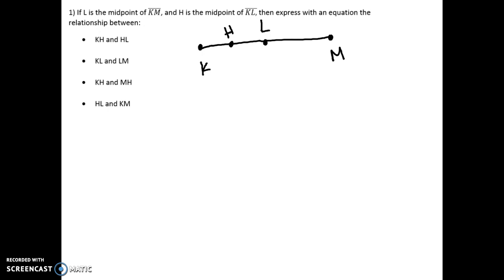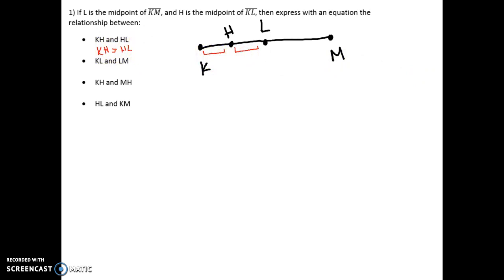Then it lets us know that we need to express with an equation the relationship between KH and HL. So let's go ahead and say this is KH and this is HL. So we know that this is the midpoint of this line segment, so we should know that it's cutting it in two. So this section and this section need to be equal distances from each other. So we would answer KH is equal to HL. That's an equal sign.